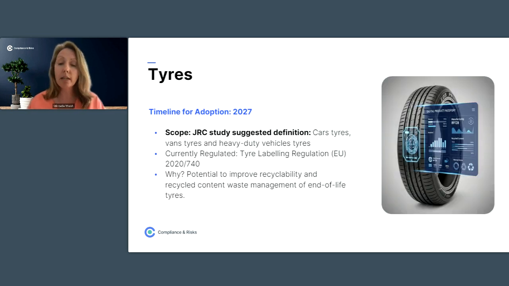Tires is another one that has been selected, and the timeline for adoption is 2027. This study from the JRC has suggested that it's limited to car tires, van tires, and heavy-duty vehicle tires. Tires are currently regulated under the tire labeling regulation, so these measures need to interconnect or work together in harmony with existing requirements, especially around digitalization of labeling. And why was it selected? There is a lot of potential to improve recyclability and recycled content of tires, and particularly around waste management and how they're treated at the end of their life.